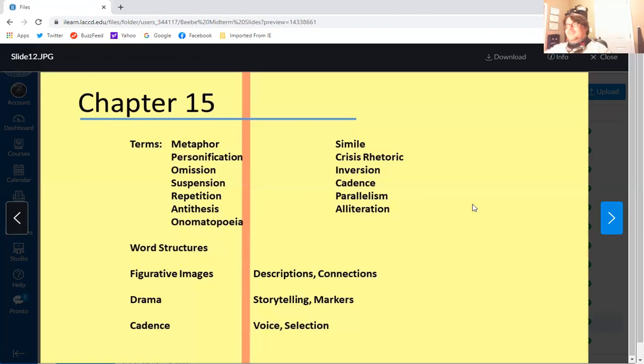Why is my light being weird right now? So keep that in mind. Oh, see, now it goes back to normal.